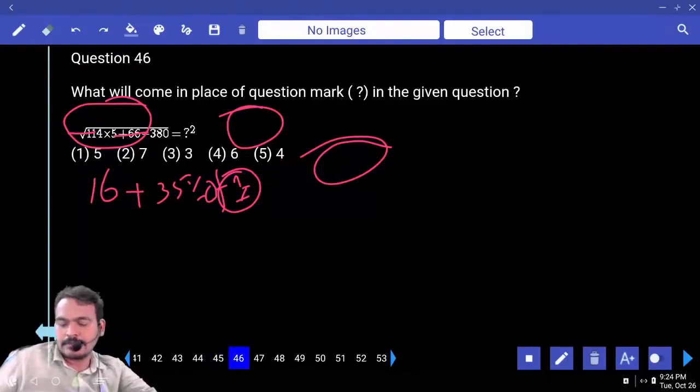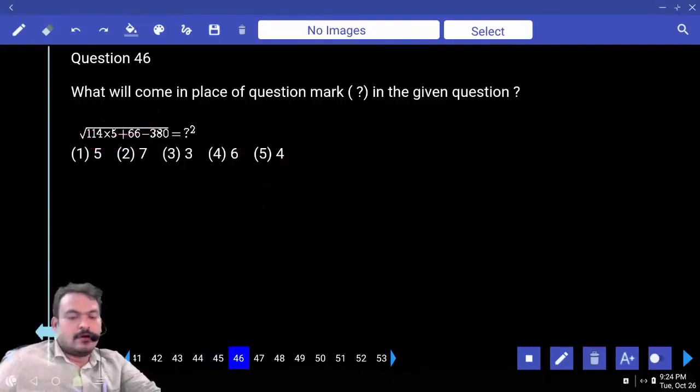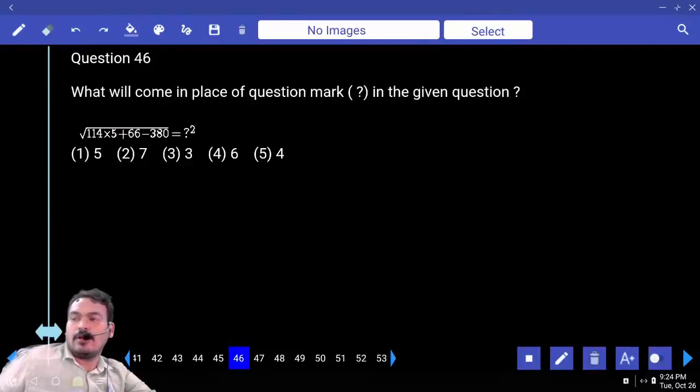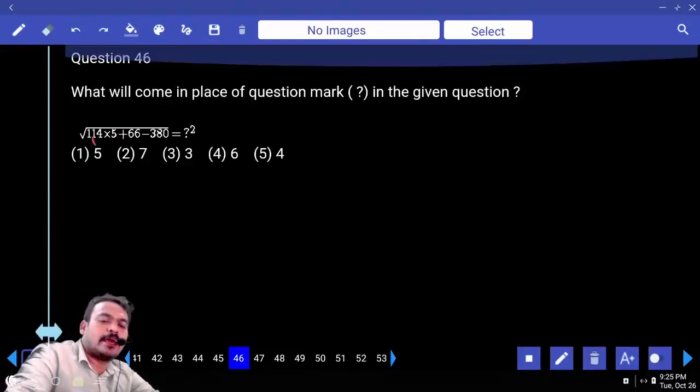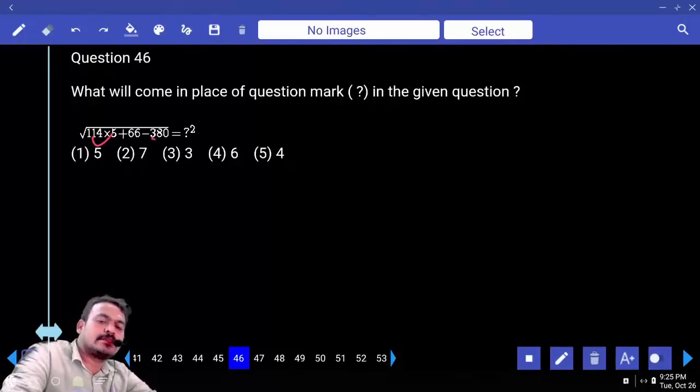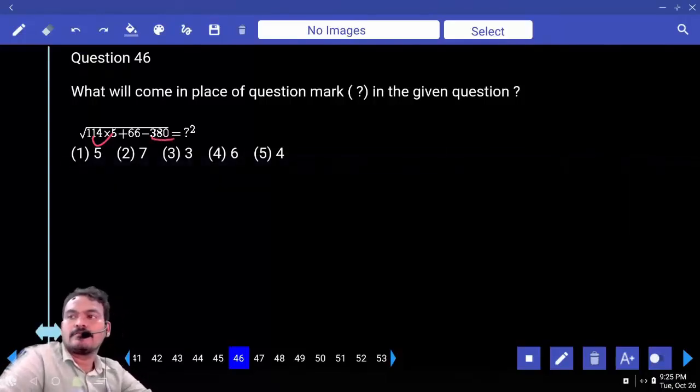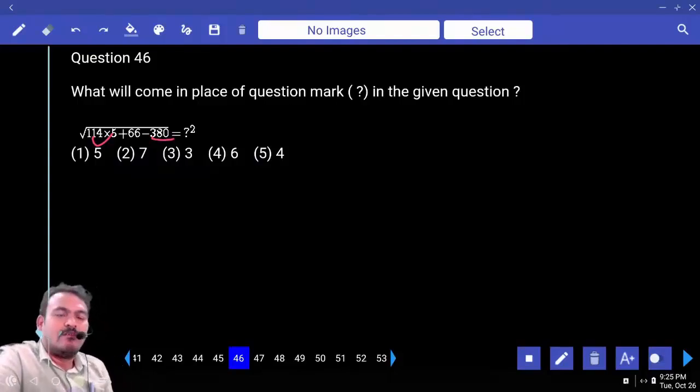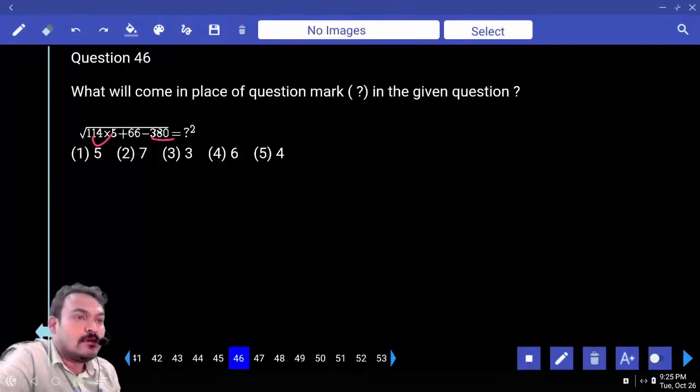Next, 46. First priority, multiplication, or not? 114 into 5 times how much? 570. 570 minus 380 how much? 190. 190 plus 66?